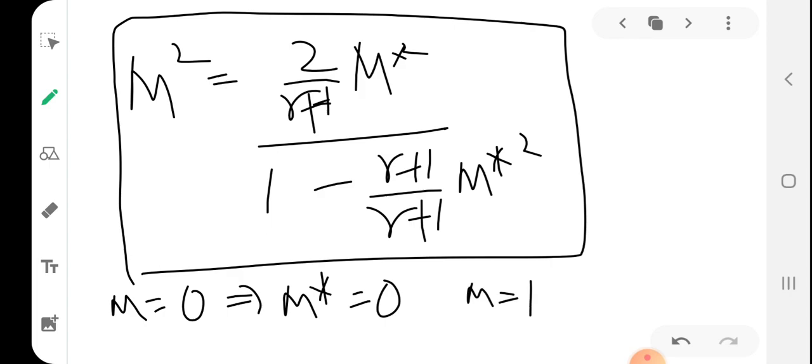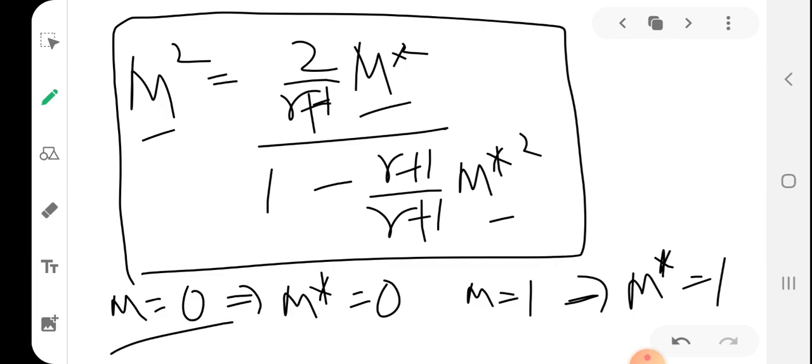M equal to 1 means M star should also be equal to 1, right? For M to be 1, the numerator should be 1 and the denominator also should be 1, then only this all cancels and gets equal to 1. So if you put M star equal to 1, M will also be equal to 1. You just check it on your own. If you substitute a value of M star as 1, you will get M also equal to 1.